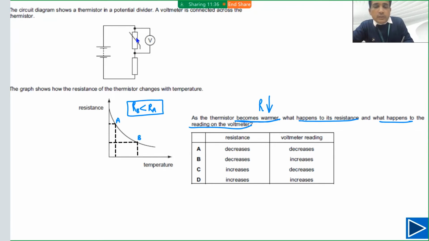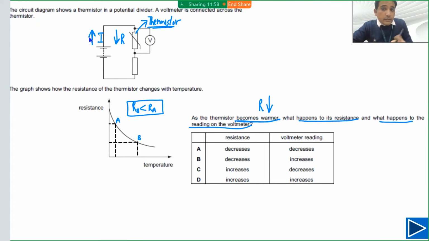Now this is thermistor. This symbol you need to understand. This symbol is for thermistor. In exam, sometimes they will only ask you the symbol for thermistor. So this is symbol for thermistor. Now, if resistance of this one decreases, how about current in the circuit? Current in the circuit will increase.